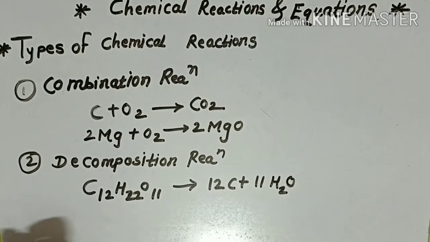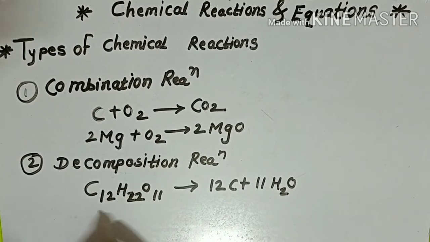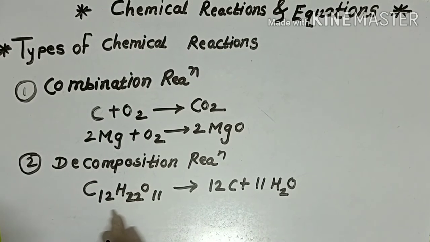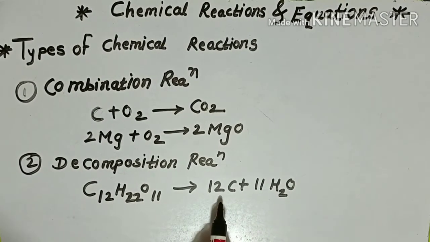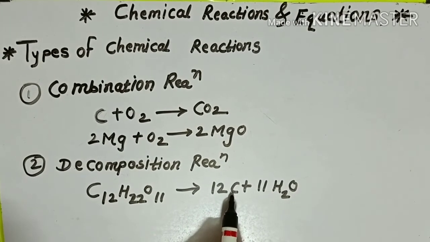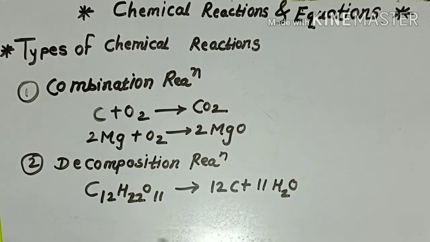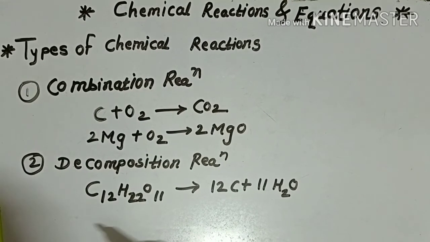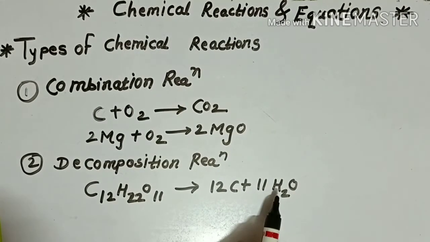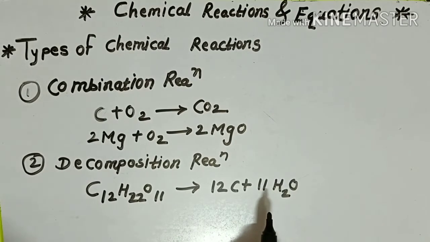A simple example: when we put sugar in an empty pot and heat it, what will happen? The sugar loses water and there is a formation of a black substance that is called coke or carbon. So how can we define the decomposition reaction? The reaction in which only one reactant gives rise to two or more products is called a decomposition reaction.